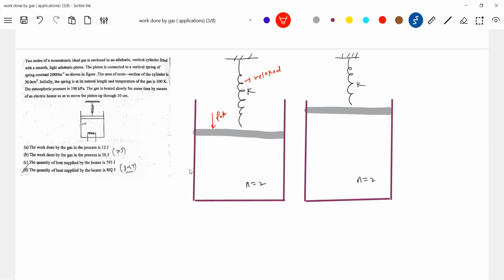The gas is heated slowly and the piston moves up by 10 centimeter. Okay, this is the x. What about the mass of the piston? It is fitted with a smooth, light adiabatic piston. Will there be any mass? Will the weight of the piston act? No, it's light, it is telling massless.